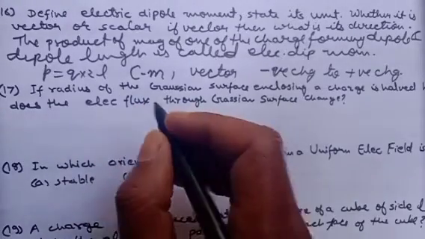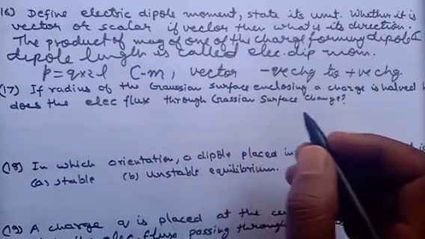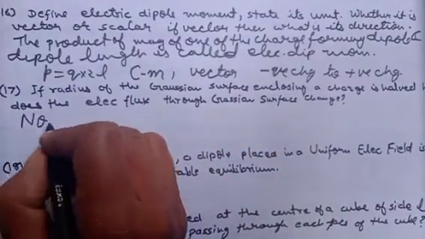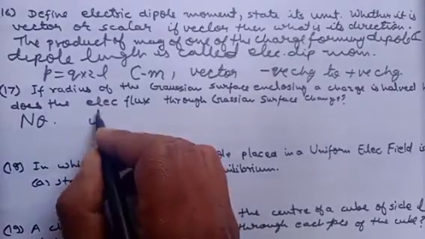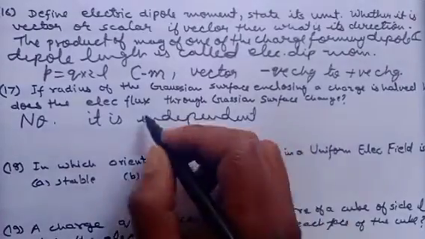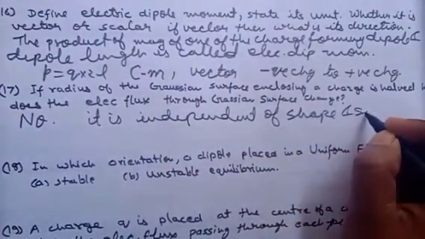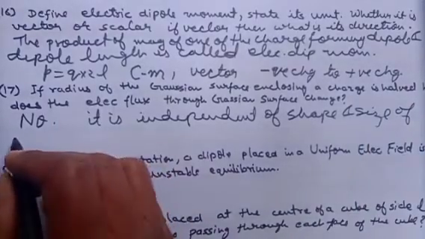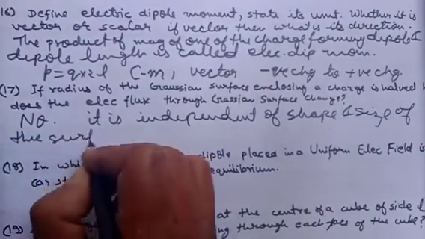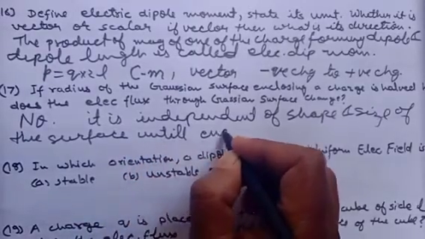If the radius of a Gaussian surface enclosing charge is halved, does electric flux through the Gaussian surface change? Answer is no. If justification is asked, then it is independent of the shape and size of the surface until the enclosed charge is the same.